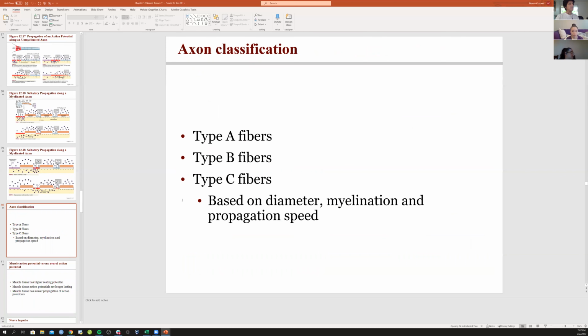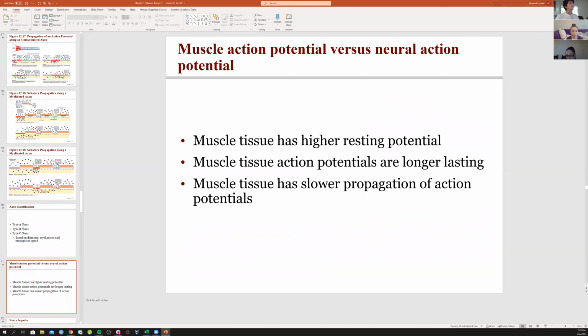Axon classification types A, B, C, based on diameter, myelination, and propagation. Muscle tissue, higher resting potentials. Yeah. So cells in general have a resting potential. This is an example of those.